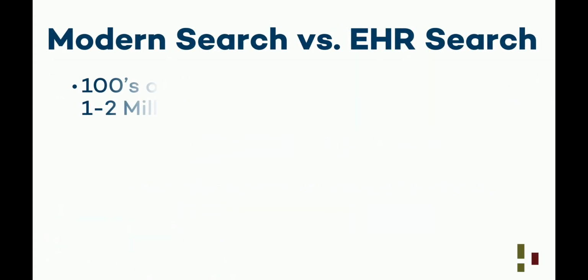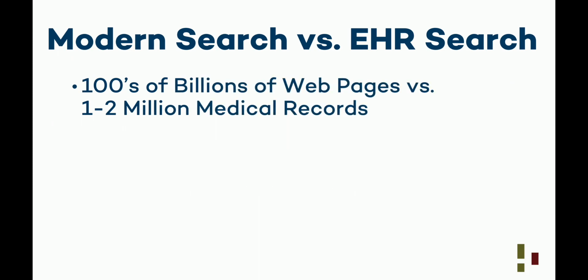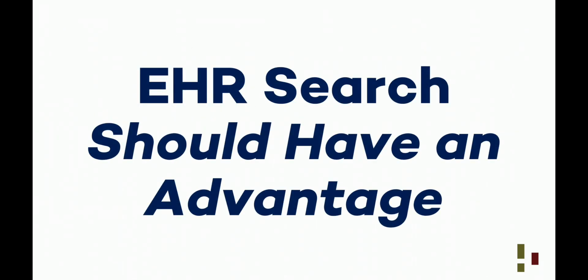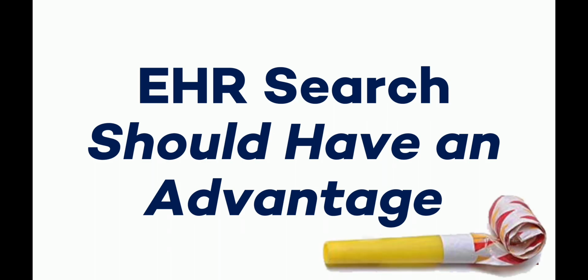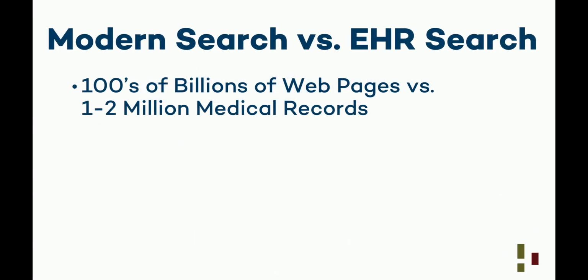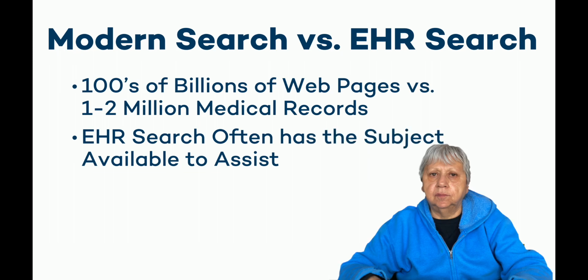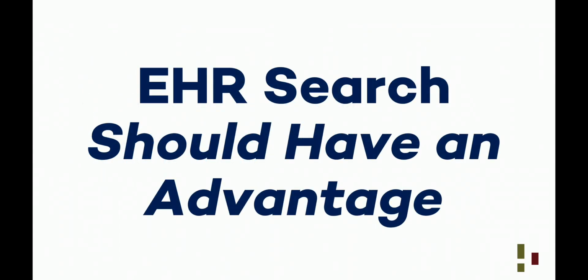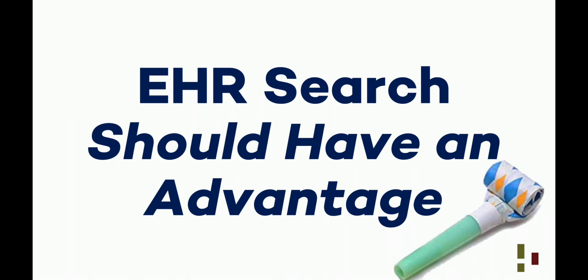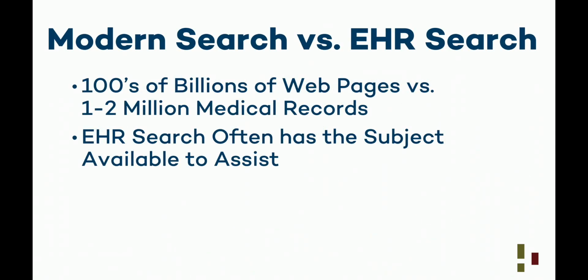With modern search on the web, for example, there's hundreds of billions of records, web pages. And EHR search is very small, only 1 to 2 million, typically. EHR search should have the advantage. And with EHR search, we often have the subject of our search sitting right in front of us or on the phone to actually help us find their patient record. Again, EHRs have the advantage. And yet we still have 8 to 12% duplicates because we can't find all of their records, even with their help.